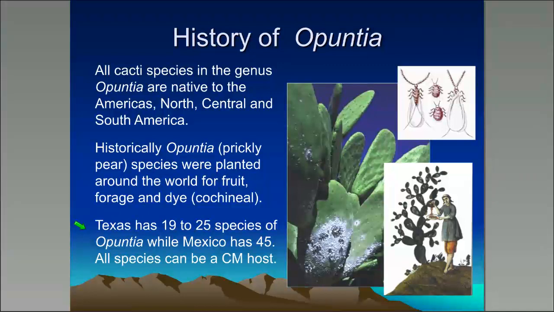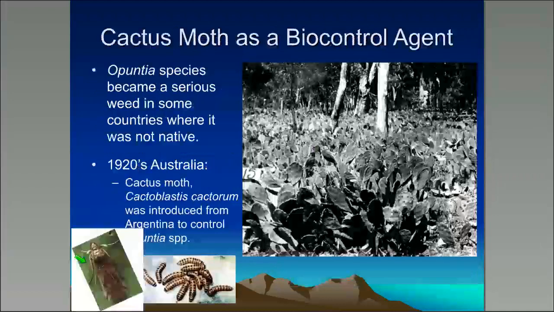Texas has 19 to 25 species of Opuntia, while Mexico has 45. As I go west in the United States, the number of species of Opuntia decline, but the Agricultural Research Service in Georgia, through caged cactus moth confinement, have found out that all of our padded prickly pear plants in the genus Opuntia are going to be the host for the cactus moth. The things that aren't are the cholla, or our stemmed Opuntia, or things like Tasajillo Opuntia that we call turkey pear. Those have not been shown to be the host.